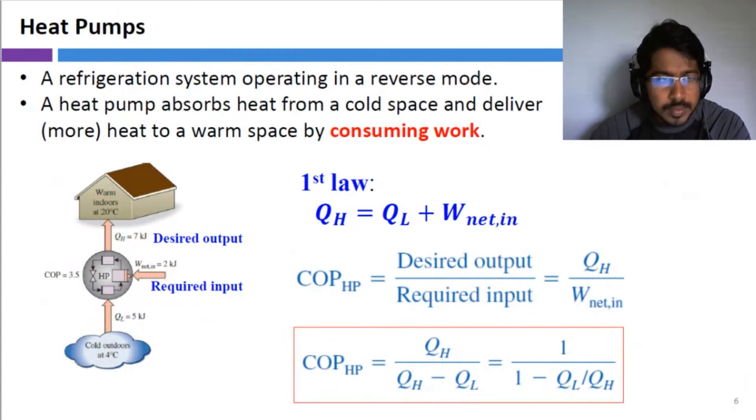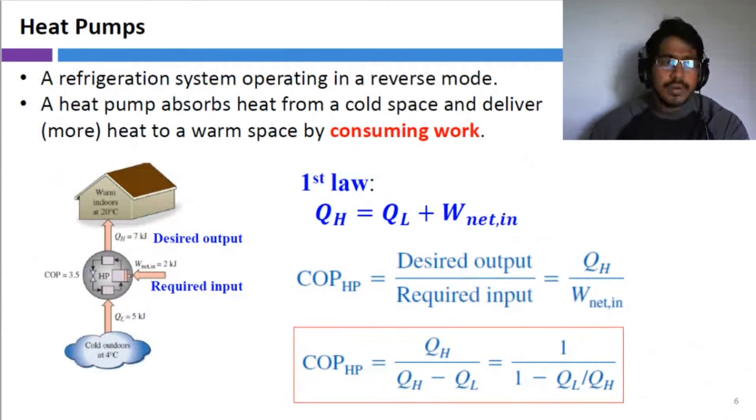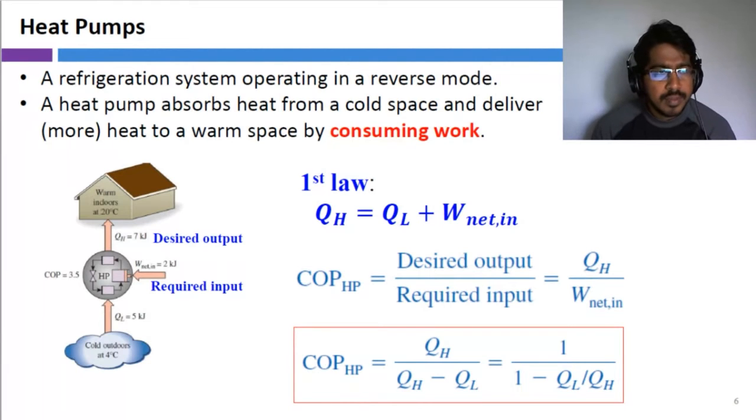Now the third important device, I believe the last device that we are going to cover under the second law, heat pumps, right? So let's go through the points up there in the slide. A refrigeration system operating in a reverse mode. It says a heat pump absorbs heat from a cold space and delivers more heat to a warm space by consuming work, right?